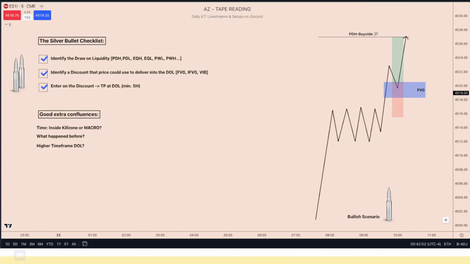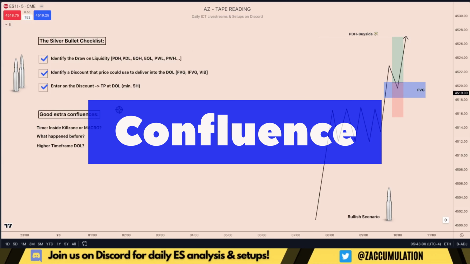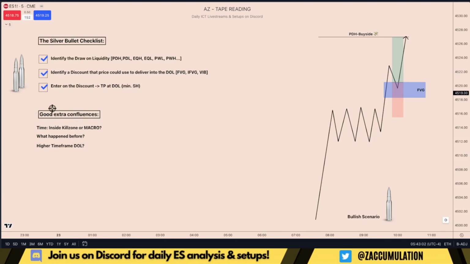Alright guys, now that you already know the core concept of the silver bullet continuation setup, let's talk about some good extra confluences like we did in our first video. So, of course, the next best extra confluence would be time. Are we inside a kill zone? Or maybe, I really like to pair the silver bullet setup with a macro. Are we inside a macro?